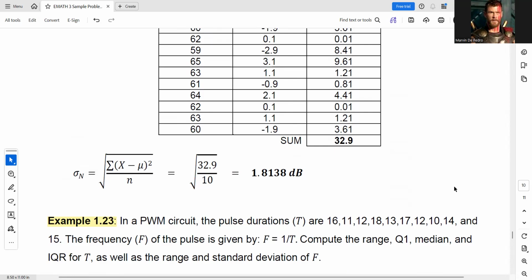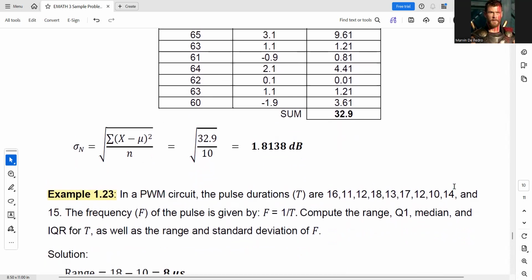We continue with the second one below. It says in a PWM circuit, the pulse durations T are 16, 11, 12, 18, 13, 17, 12, 10, 14, and 15. Now we have the related parameter called frequency, and it is derived by using this formula. It's just the reciprocal of the pulse duration. So the pulse frequency is just the reciprocal of the pulse duration.